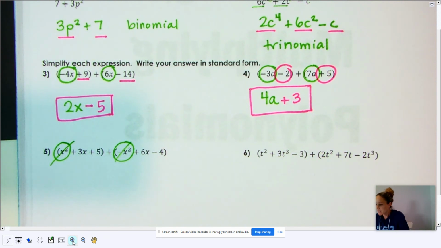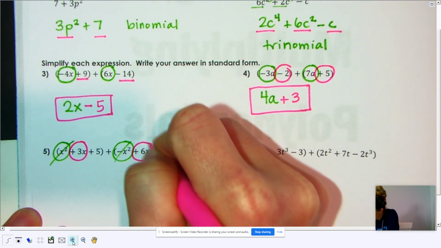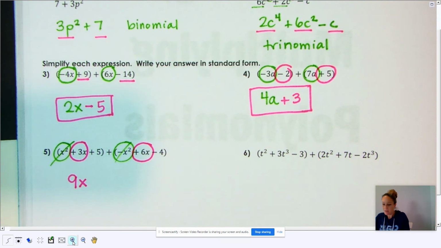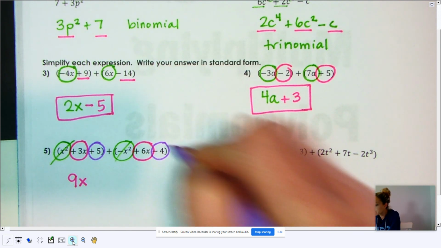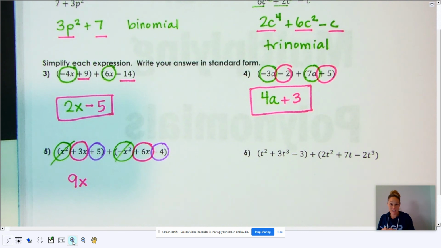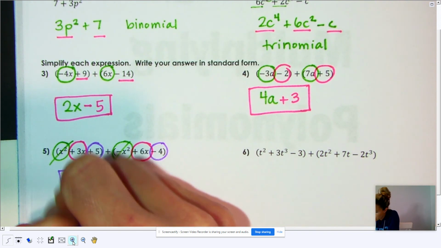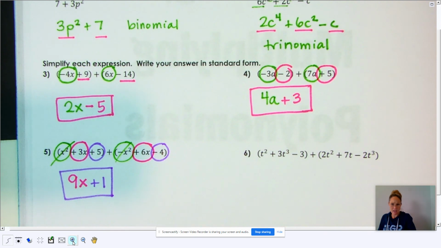Okay, so now I'm going to look for the next thing. I've got a positive 3x and a positive 6x. So altogether that makes positive 9x. Then I'm going to look for the next thing, which is a positive 5 and then a minus 4. So if I have 5 and I take away 4, I still have 1 left. So I would write that as a plus 1. And that's my answer. All of our answers so far have been binomials.